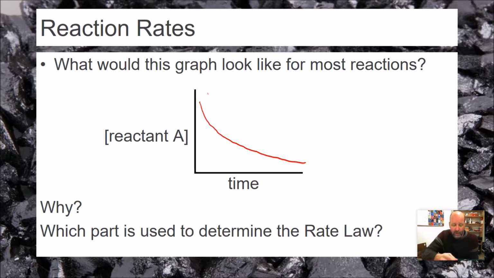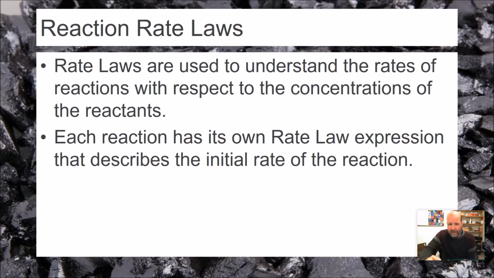Which part is used to determine rate law? We're usually talking about initial rate. So this very beginning part here, that's what we're talking about when we're talking about rate laws. We're talking about the initial rate of the reaction. So this is kind of what we use rate laws for in words. We're going to use it to understand the rates of the reaction with respect to the concentrations of the reactants. So we're looking at the concentrations of the reactants and how that affects how fast this reaction is going to happen. There is also a rate law expression, which is a mathematical equation, and it's specific not only to those reactants, but also to the other conditions of the experiment, temperature, all these other things.